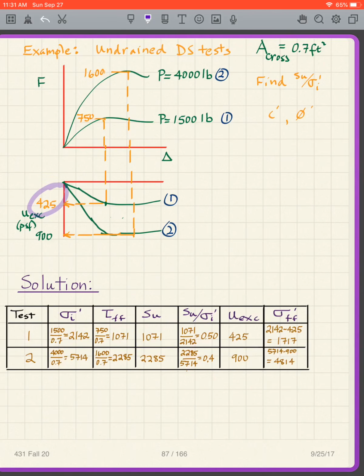We write our UXS's here, 425 and 900. Those are our UXS's at failure, which means we can get the sigma prime at failure by simply taking sigma prime I minus the UXS. Remember, sigma prime I is also equal to sigma, because there's no UXS at the end of the consolidation phase. So our sigma prime FF is simply that sigma minus that UXS, and we get these values for our sigma prime FF.